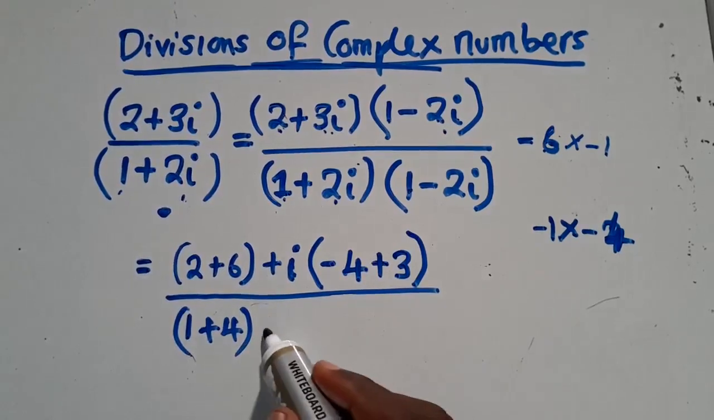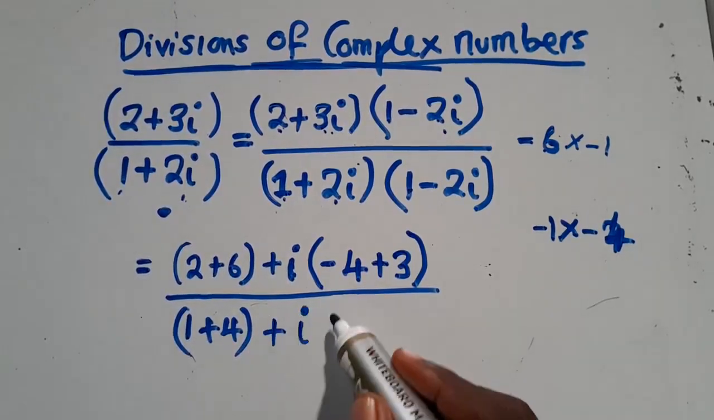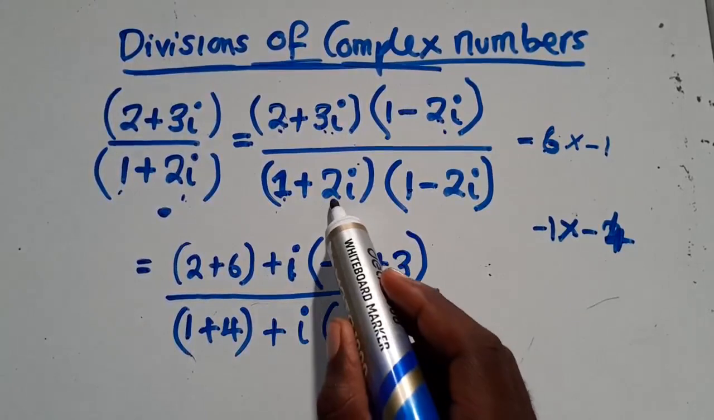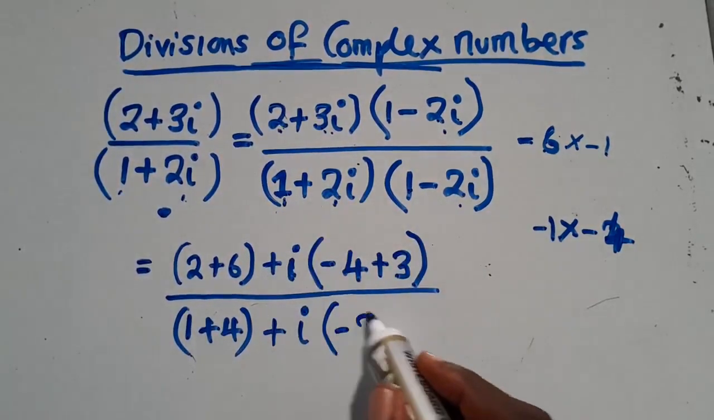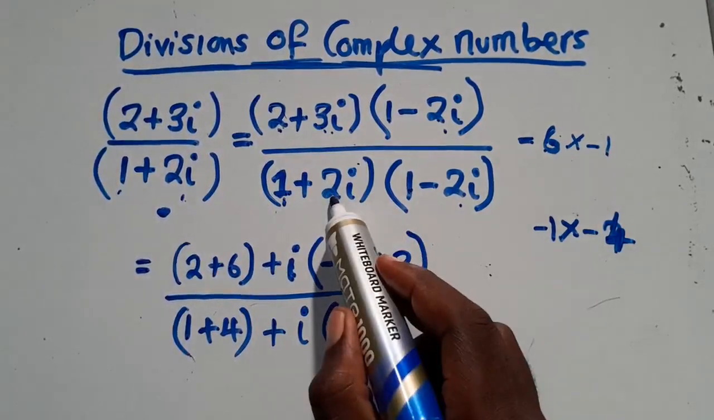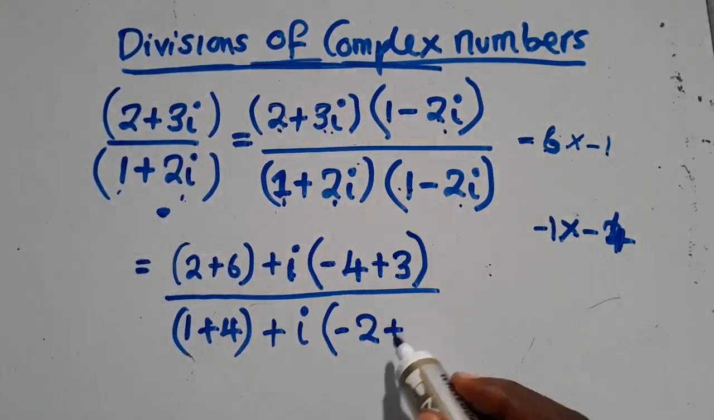When you're done with this, you go to the imaginary part. What is the imaginary part? Here you multiply this times that. You're going to get negative 2. This 2 times 1, you get plus 2.